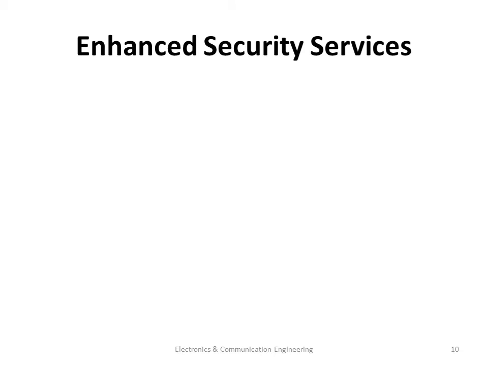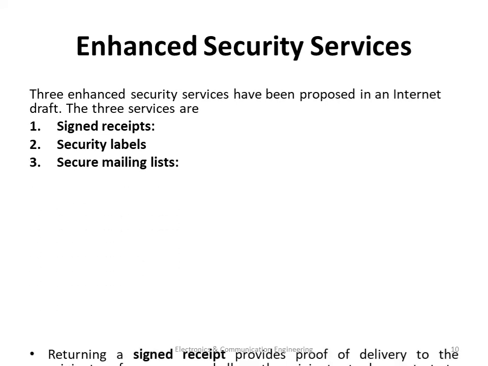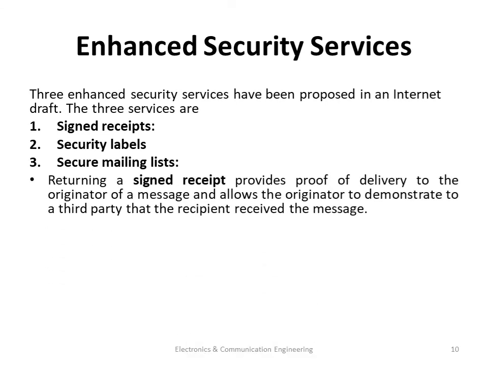Next, moving into enhanced security services. These three enhanced security services have been proposed in an internet draft. The three services are the signed receipts, the security labels, and secure mailing lists. Returning a signed receipt provides a proof of delivery to the originator of a message and allows the originator to demonstrate to a third party that the recipient received the message. So, confirmation.